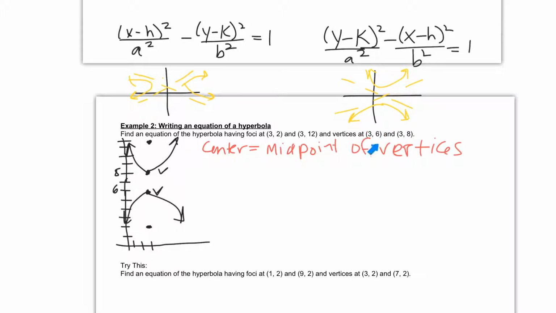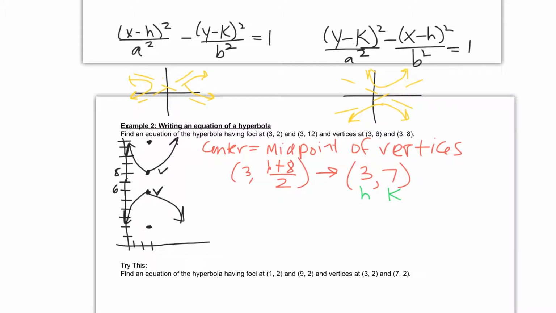Since the x value of both of these is 3, the x value in the middle is also going to be 3. Then I want 6 plus 8, those two y values, divided by 2. So I get the point (3,7), because 6 plus 8 is 14, and 14 divided by 2 is 7. And that's going to give me my h and my k values. So the 3 is h, and the 7 is my k.